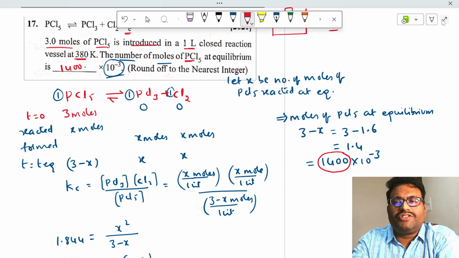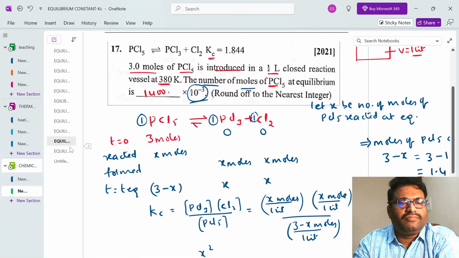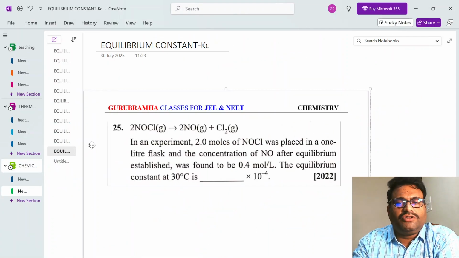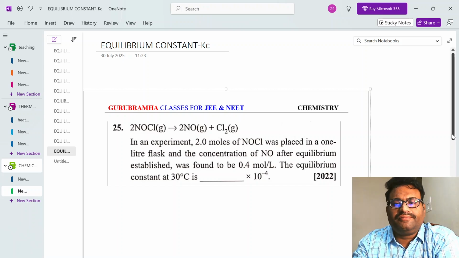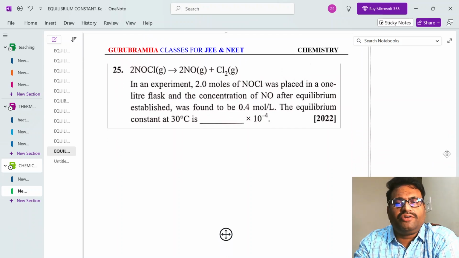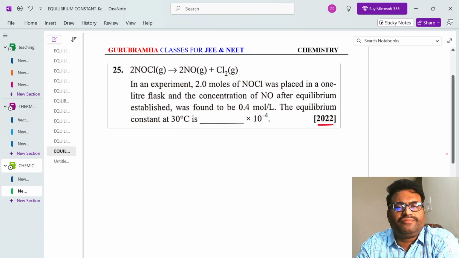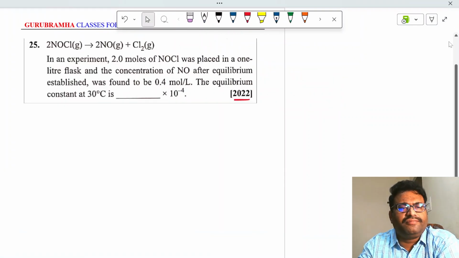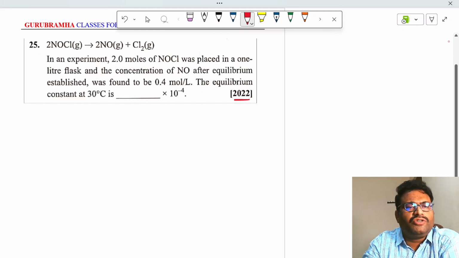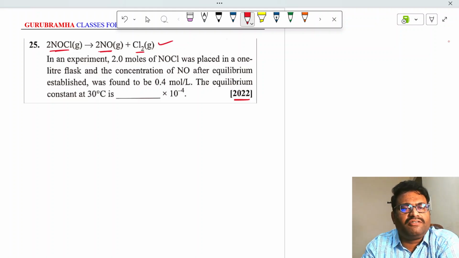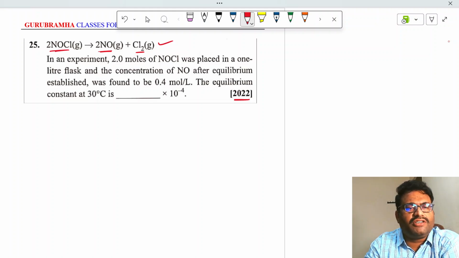Let us see the next question. This question was asked in 2022. What is the question? 2 NOCl gives rise to 2 NO plus Cl2. For this reaction, we have to solve the given question.